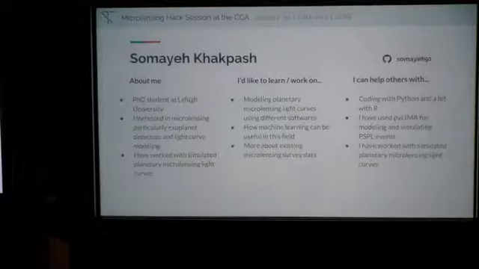I have worked with Pylema for modeling and simulating PSPL events. I can help with that, and also with simulated light curves if somebody needs help.